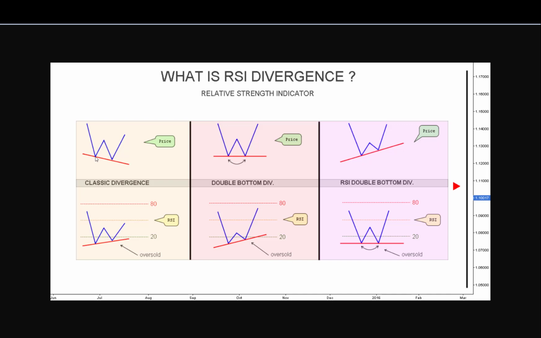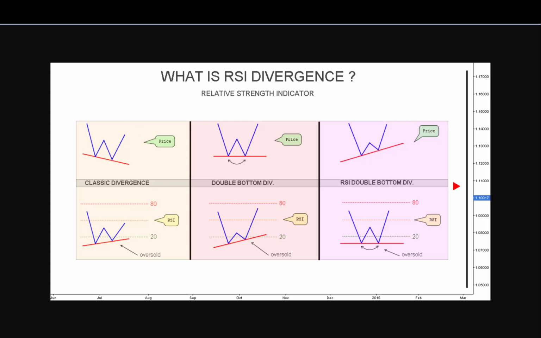So the three scenarios of a double bottom or W pattern: you can form a lower low with price while you form a higher low with momentum divergence. You can form an almost equal low with price and a higher low with divergence, or you form a higher low with price and a lower low with momentum.